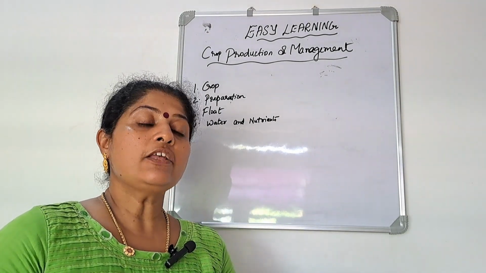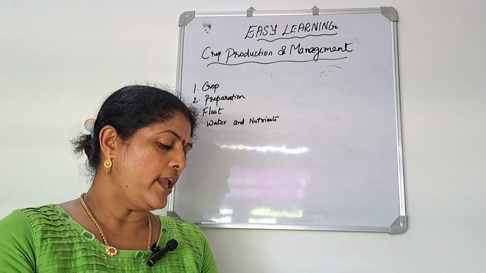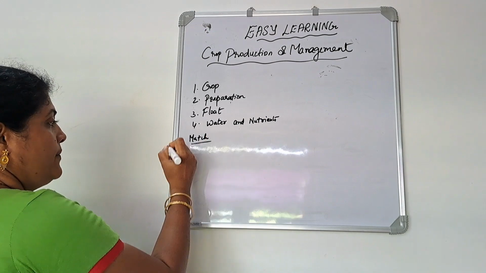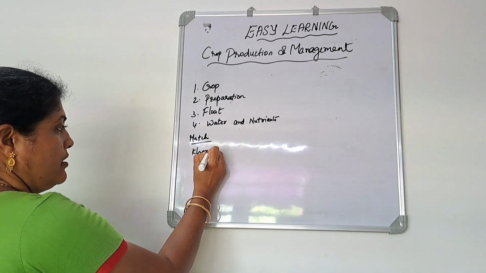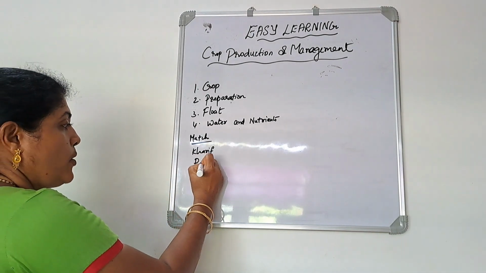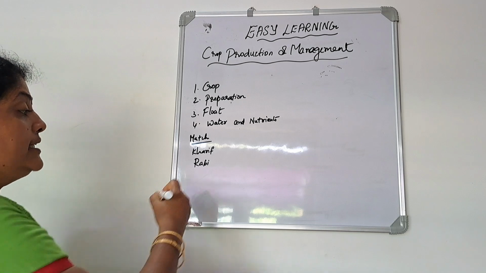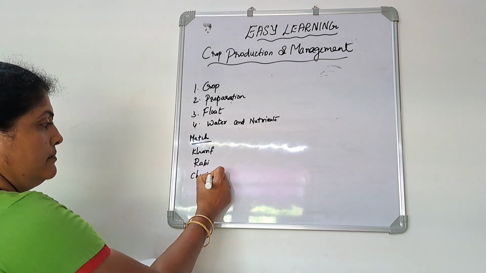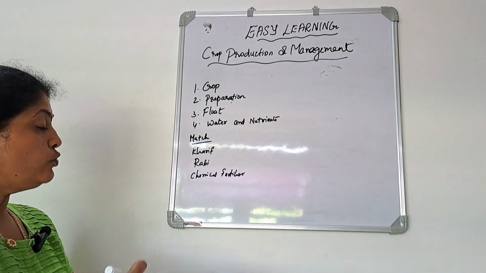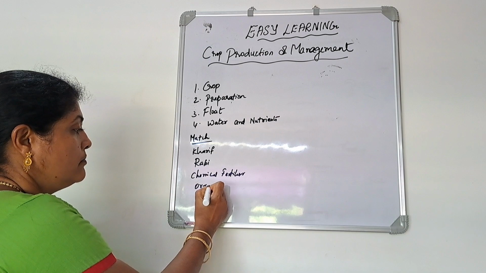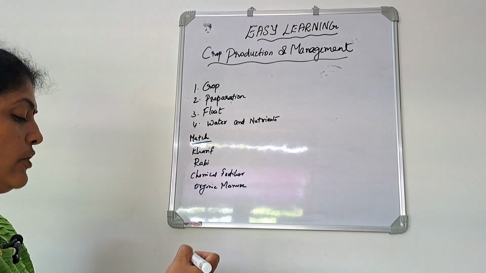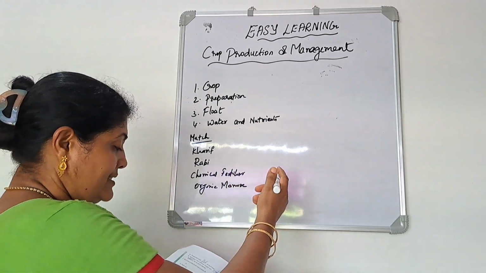Next it is match the following. Match the following. The first one, that is the kharif crop. Matching it is next exercise, that is kharif crop. The second one it is rabi crop. Third one it is chemical fertilizer. Fourth one it is organic manure. So it is given in the left side. So next we will see what is given in the right side.